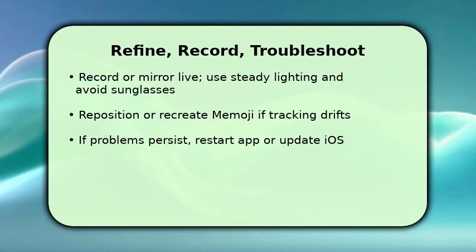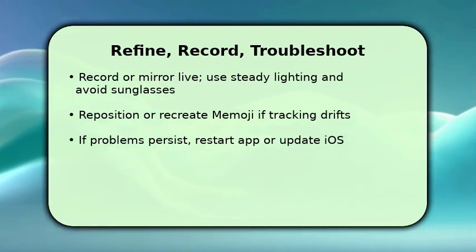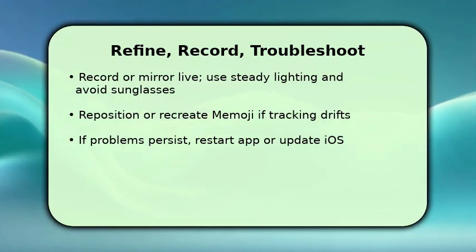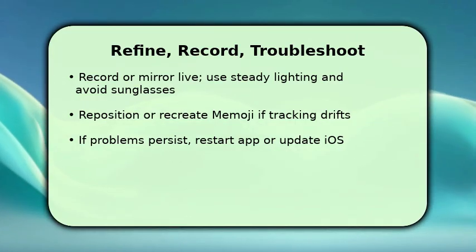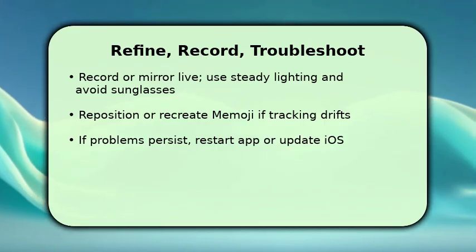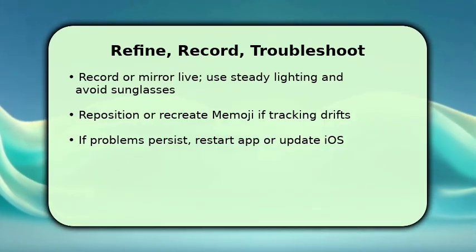If tracking drifts, make sure lighting is even and remove hats or glasses that block the TrueDepth sensors, then reposition the phone closer or farther. If problems persist, restart the app or the phone and check for an iOS update. These steps often resolve software glitches and restore full face tracking.